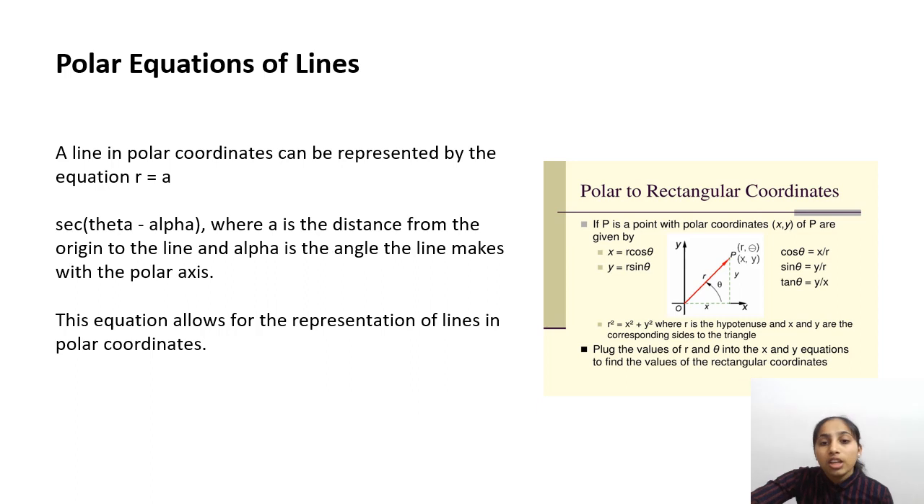Next, polar to rectangular coordinates. If P is a point with polar coordinates, the x and y coordinates of P are given by x equals r cos theta and y equals r sin theta, and r squared equals x squared plus y squared, where r is the hypotenuse and x and y are the corresponding sides of the triangle. In this triangle, r is the hypotenuse, x is the adjacent side and y is the opposite side.